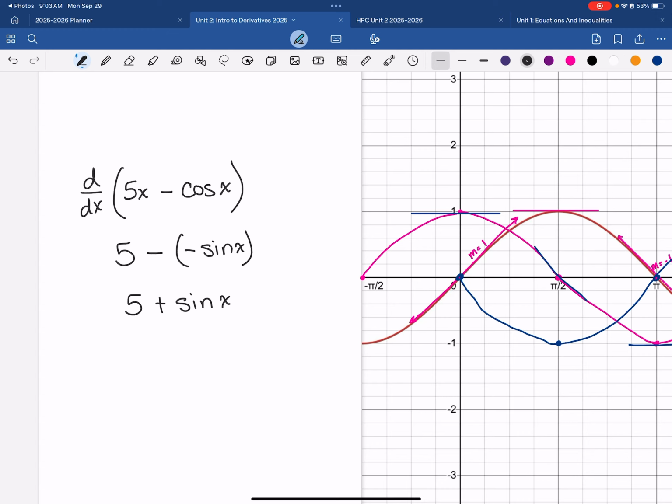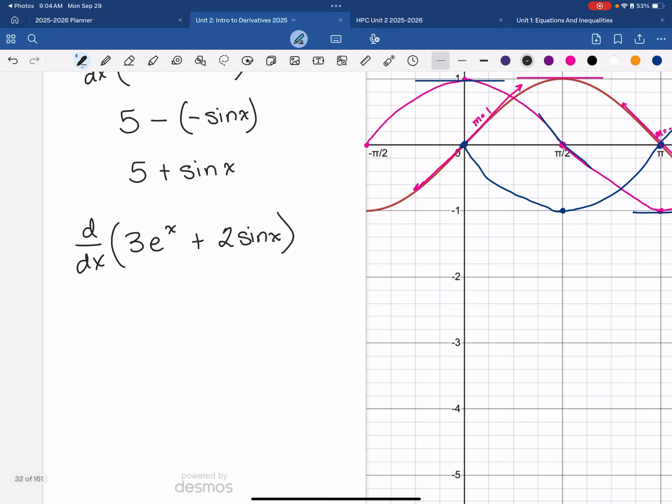So that's it. Same with e to the x. If I was taking the derivative of, let's say, 3 e to the x plus 2 sine of x, the derivative of 3 e to the x, 3 is a constant multiplier, so we just leave that alone. The derivative of e to the x is just itself, so this stays 3 e to the x, plus 2 is a constant multiplier, so it just stays multiplied out front. The derivative of sine of x is cosine of x, and you're good to go.